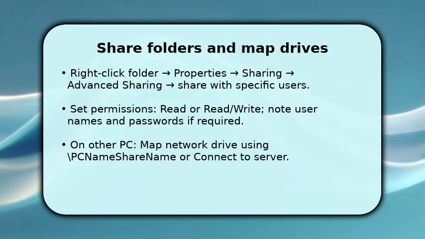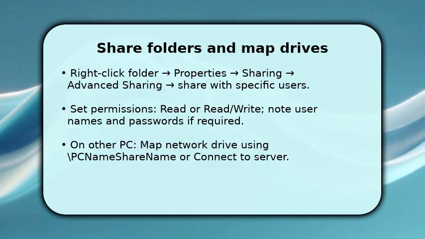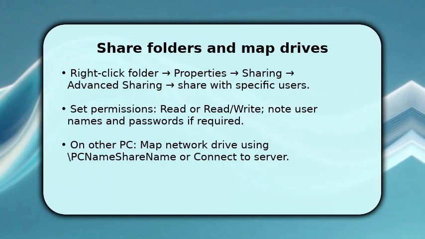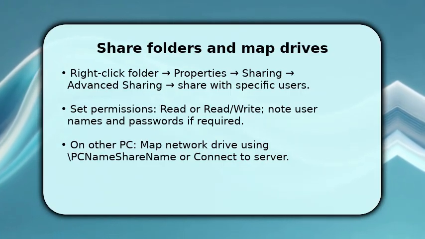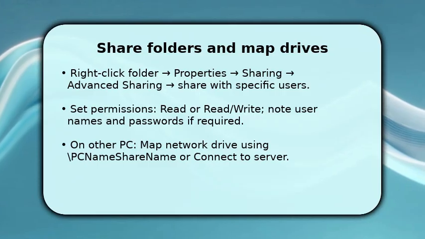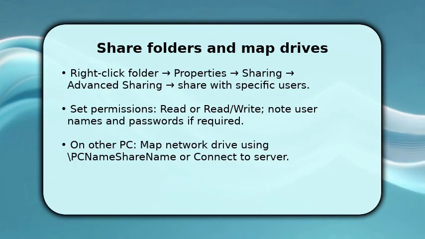Now you create the actual access points. Right-click a target folder, go to Properties, and open the Sharing tab. Use Advanced Sharing to enable sharing and assign a share name, then set permissions, choose Read or Read/Write based on need, because permissions control who can modify files. If you used specific user accounts, note the usernames and credentials.